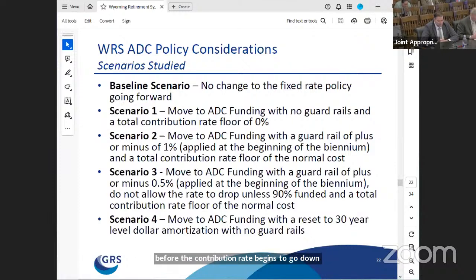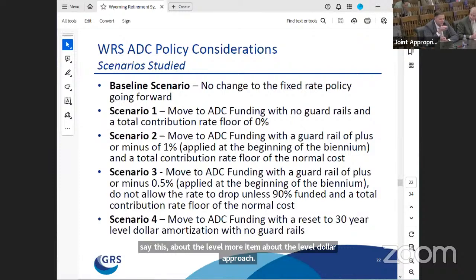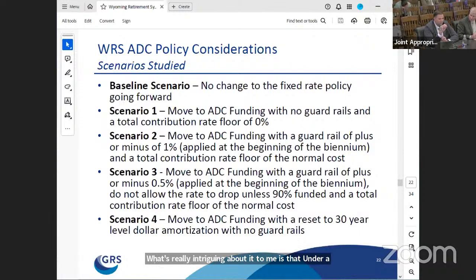Scenario 4 is that reset that I talked about. And the 30-year reset is to using the level dollar approach. And I'm just going to say one more thing about the level dollar approach. What's really intriguing about it to me is that under a level percent of pay approach, that payment is increasing every year. If you use level dollar payments, theoretically, our payroll is going to increase and our payments towards the unfunded accrued liability will remain stable. And so it's actually decreasing as a percent of payroll. And so that helps take some pressure off of rate increases going forward.